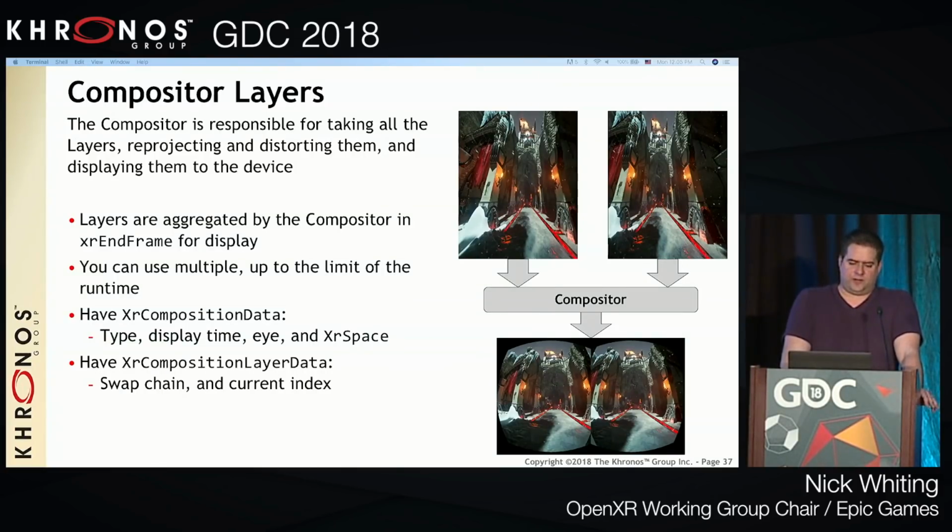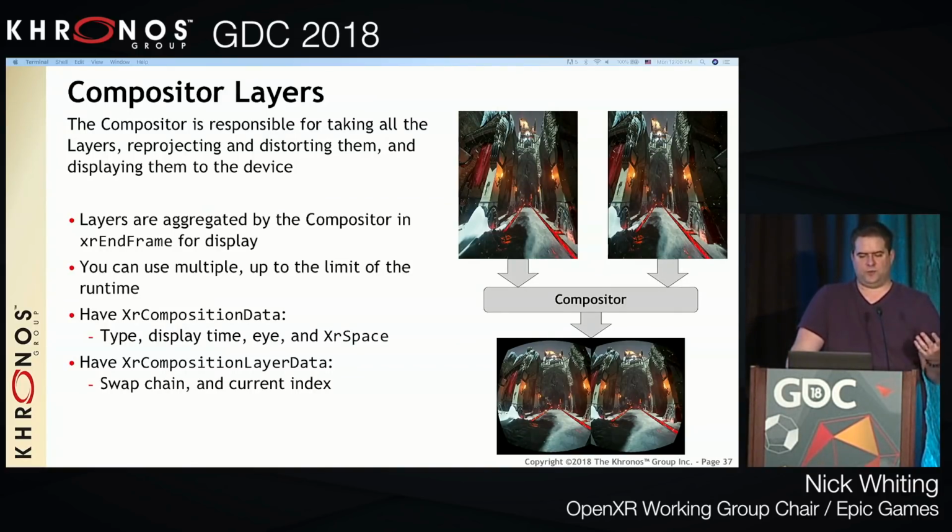So as a quick reminder, we have a system that we call layers right now, but even this name is highly controversial. We jokingly named them after one of the members of the group, Cass. If you're familiar with Cass Everett, he has the honor, I guess, of having layers named after him in a joking manner. But the compositor is actually responsible for taking all the layers that you define. So left eye, right eye, you can have some special layers like quad layers with UI in the world, and then aggregating those all together in XR end frame.